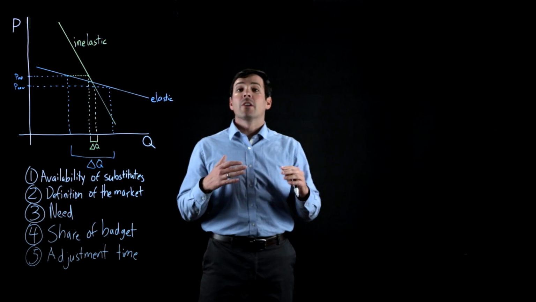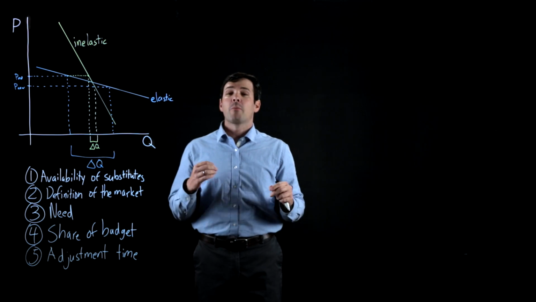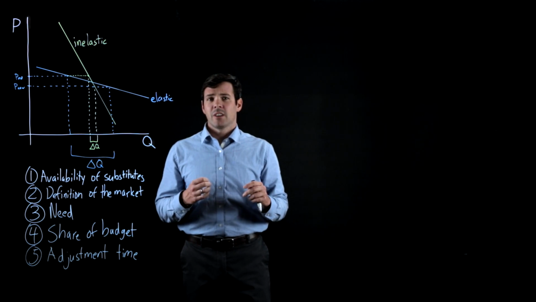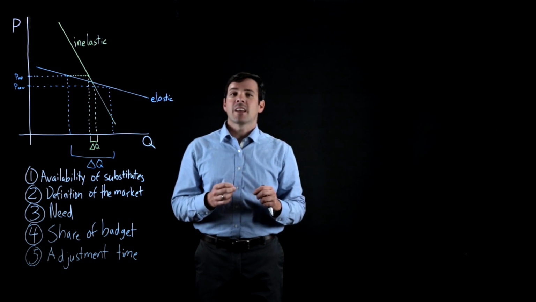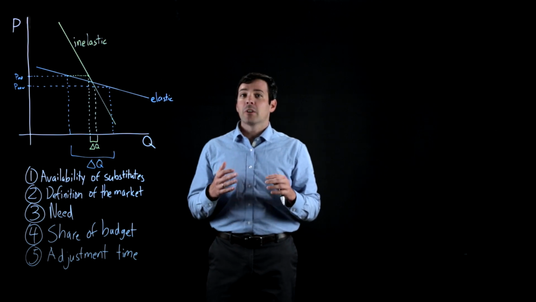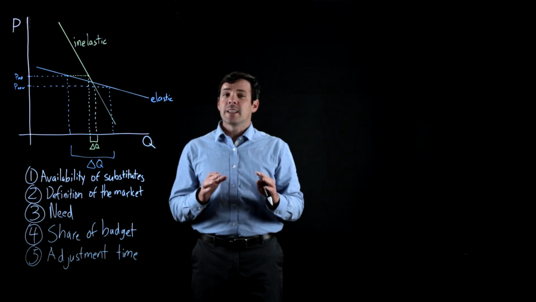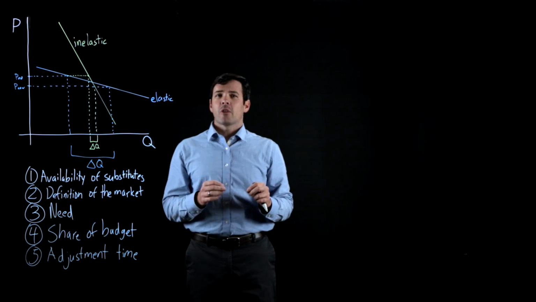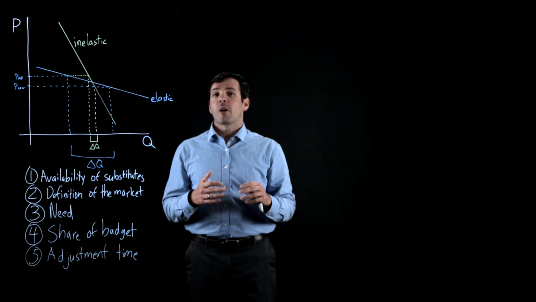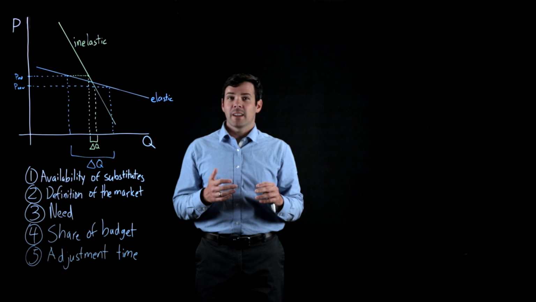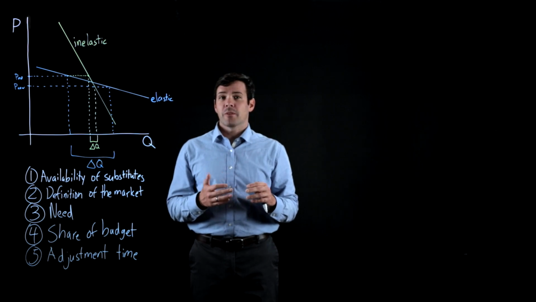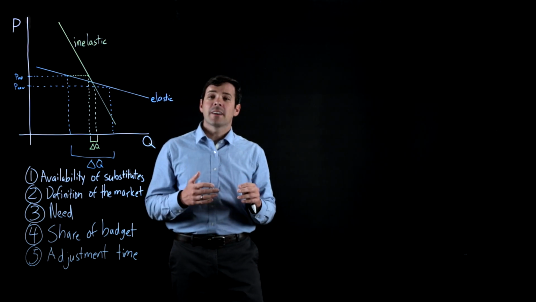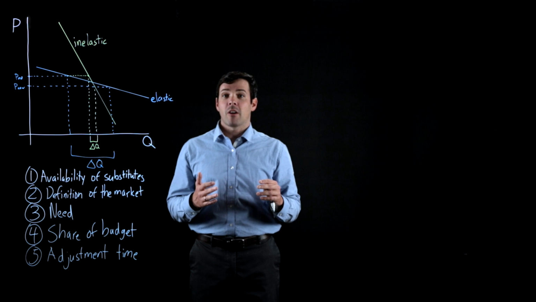Finally, adjustment time. In general, the longer the time horizon, the more elastic the demand is. Gasoline prices are a great example of this. If gas prices doubled tomorrow, quantity demanded would definitely go down, but probably not by that much. But in the longer run, people would be more likely to carpool, make different choices about where they live and work, and purchase more fuel-efficient vehicles. The quantity demanded will be more responsive in the long run.